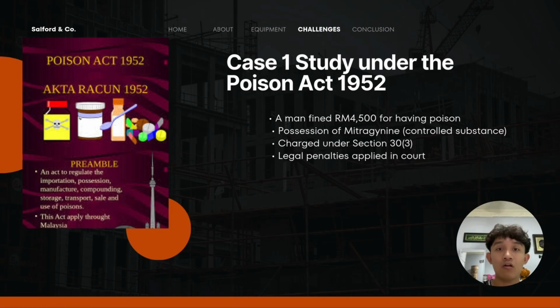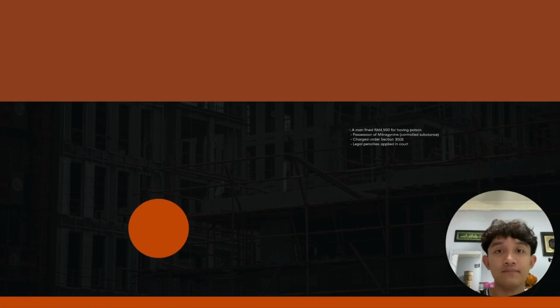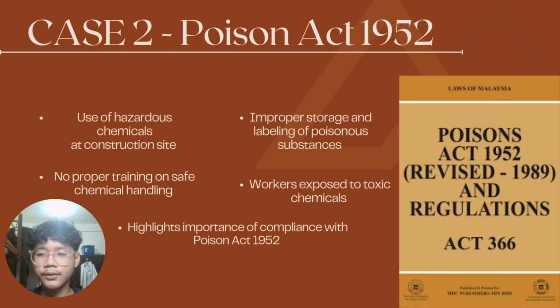This case shows how the law is enforced to control dangerous substances and penalize unauthorized possession, helping to protect public health and safety. For this case, the hazard involved is chemical hazard, which is regulated under the Poison Act 1952. At the construction site, hazardous chemicals such as solvents, pesticides or industrial chemicals were used and stored without proper control. These substances were not clearly labelled and some were kept in inappropriate containers, increasing the risk of accidental exposure.